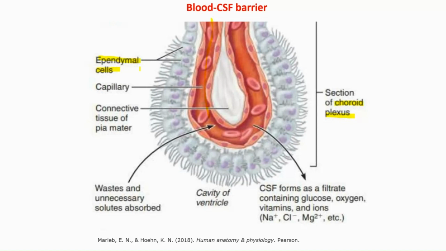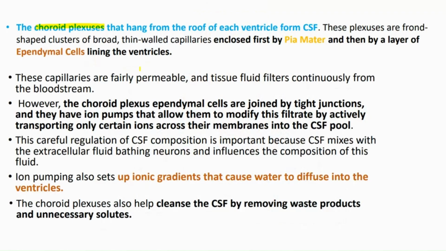We also call them ependymal cells. So, the choroid plexuses that hang from the roof of each ventricle form CSF, and these plexuses are frond-shaped clusters of broad, thin-walled capillaries, enclosed first by pia mater and then by a layer of ependymal cells lining the ventricles.